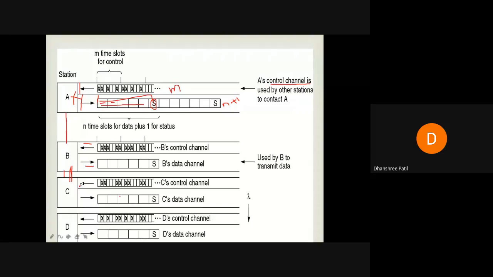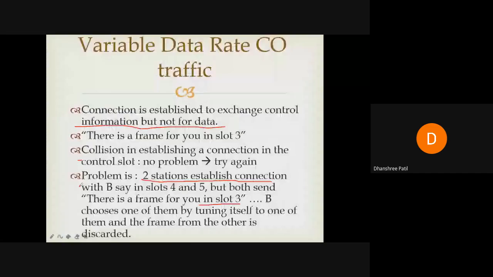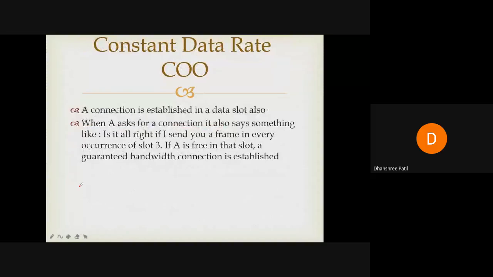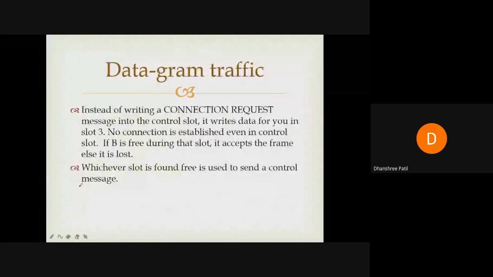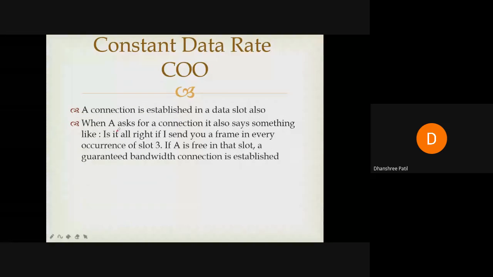Okay, so this is the first type of the service or class that is carried out. Then second is the constant data rate connection oriented traffic. Okay, constant data rate connection oriented traffic. So again connection is established in data slot also.